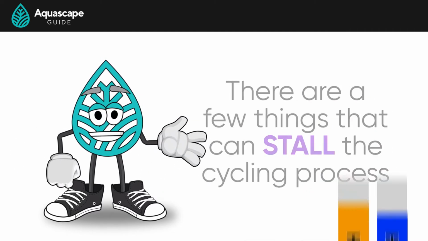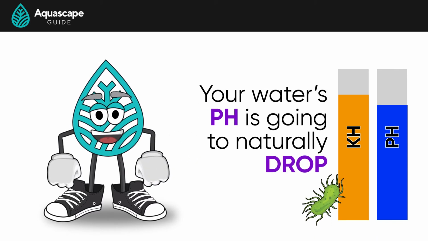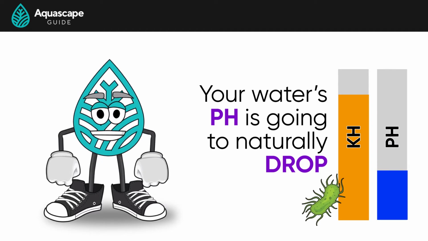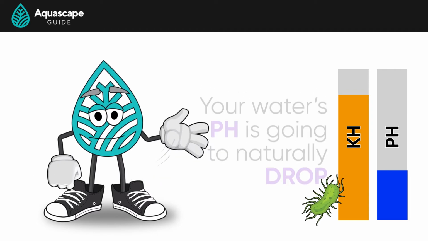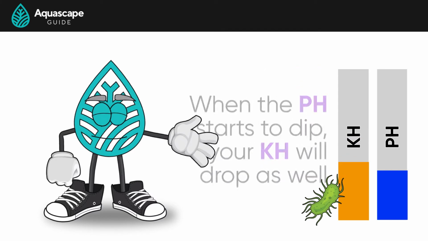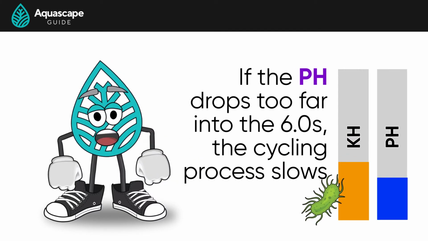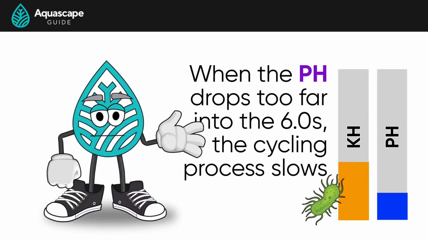The first is your water's KH and pH. As nitrifying bacteria start to develop, your water's pH is going to naturally drop as they do their job. The nitrification process creates an acid as a byproduct, which lowers the pH. When the pH starts to dip, it will start to pull your KH down as well. If your pH drops too far into the 6s, the cycling process slows. When your pH drops below 6.2, your cycle can completely stall.